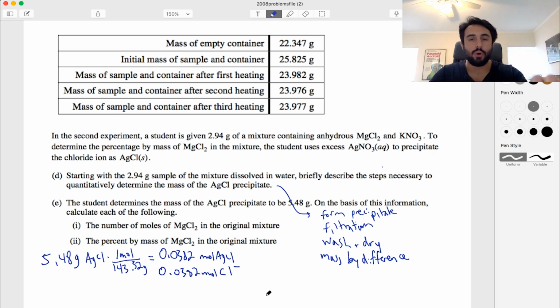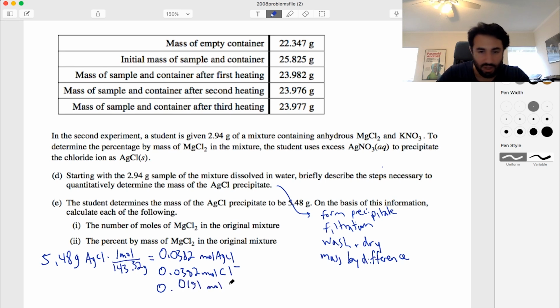So how many moles of magnesium chloride did we start with? We're going to have half as many, right? Because each magnesium chloride has 2 chloride ions. So when the magnesium chloride dissolves and dissociates, whatever moles of magnesium chloride there were, we'll get twice as many moles of chloride ions. So we have to cut this in half. And so if we cut that in half, that is going to be 0.0191 moles of magnesium chloride.